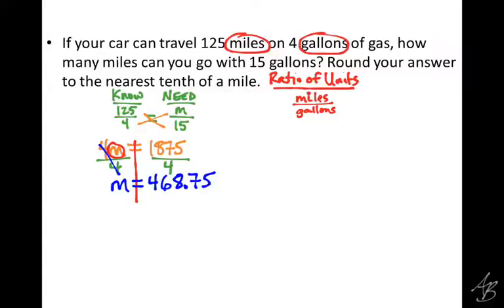But before we write that as our answer, we need to make sure that we follow the directions here. And the directions say round to the nearest tenth of a mile. So rounded to the tenths place, that's going to be which number here? The 7. So rounding that 7 there, we get rid of the 5, and that 5 is going to tell us to do what to the 7? We're going to raise it up to an 8, right? So what we end up with then is 468.8 miles.